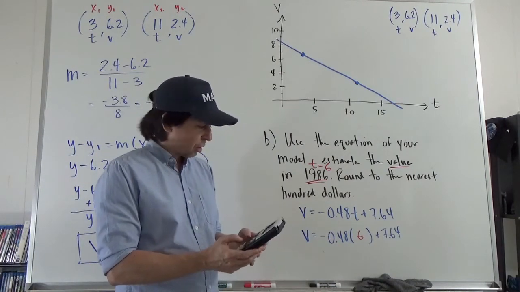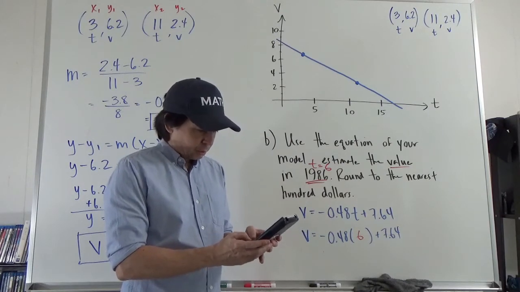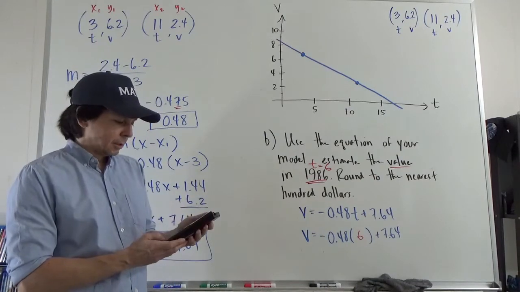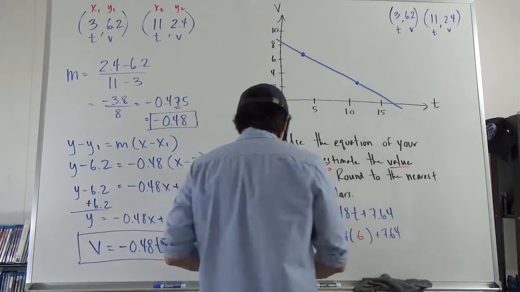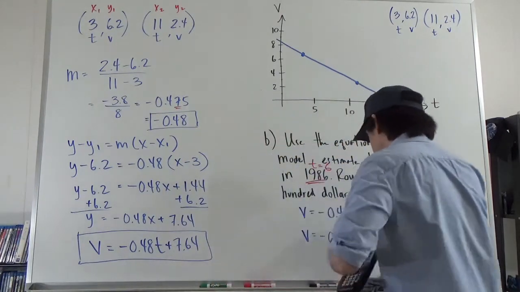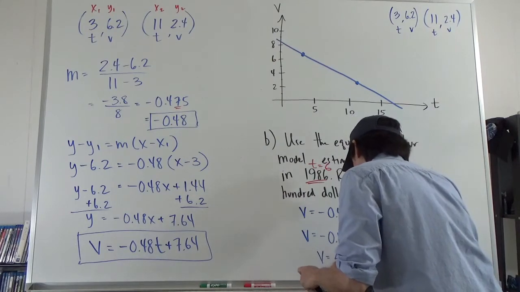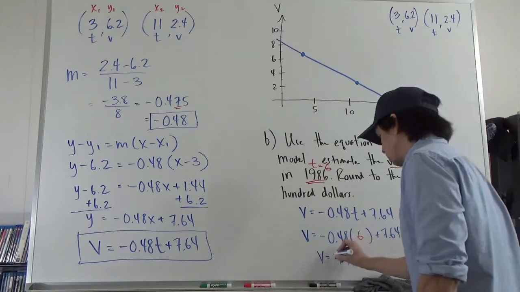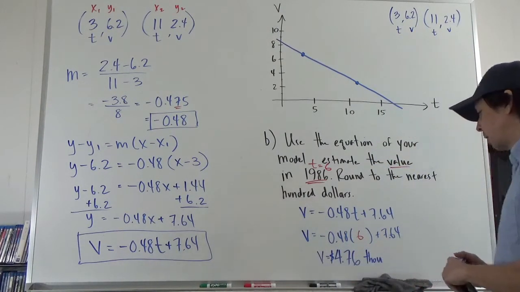I can just do it in one shot, plus 7.64. And you need to follow order of operations, but the calculator knows that as well. So it'll multiply first, then add the 7.64 after. 4.76. And my units are, V was in thousands of dollars. This is not rounded as the instructions said, so let me talk about that.